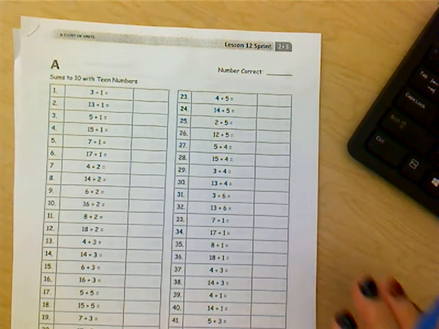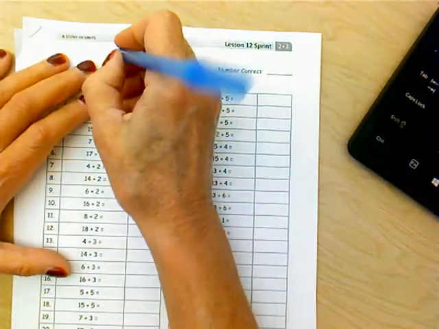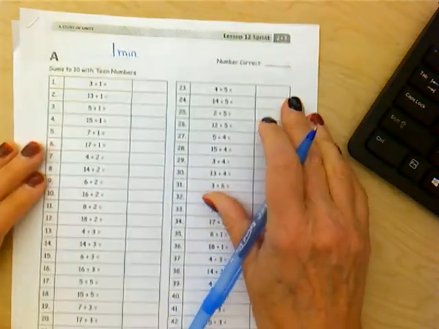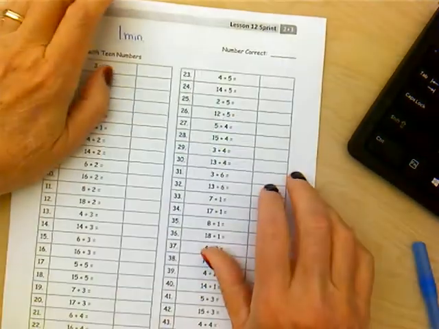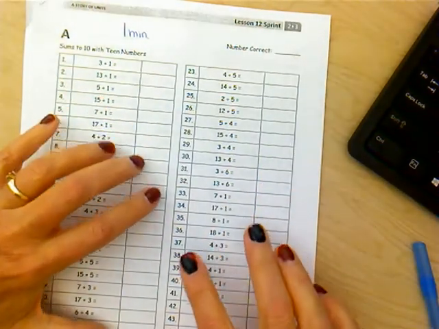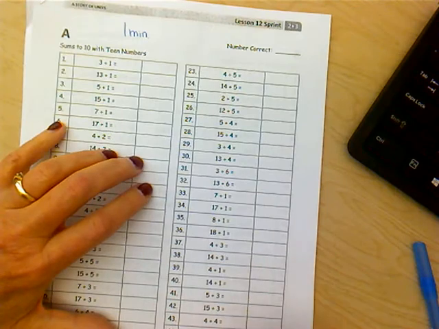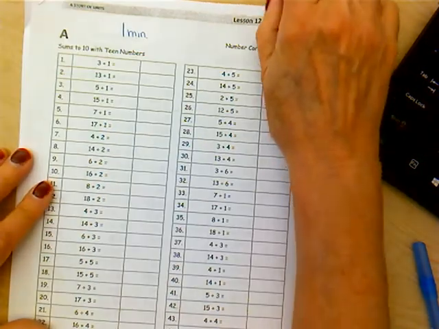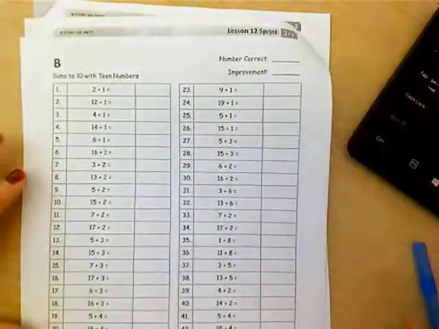I'm going to remind you that when you do your sprint, it is a 1-minute timing. Your parents will need to time you for 1 minute. Then you're going to put the number correct. And of course, I encourage you after you get finished that you finish the rest of it up. It is very good practice for things that we're learning in 2nd grade. And of course, then you're moving on to the side B.